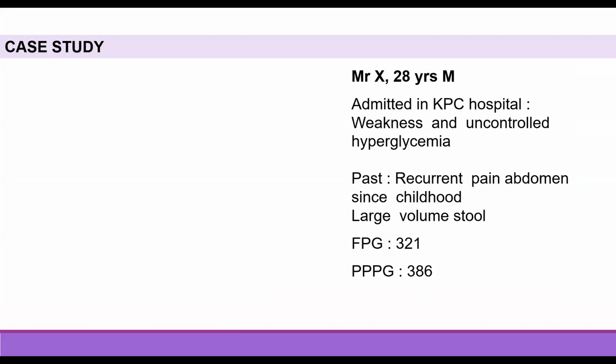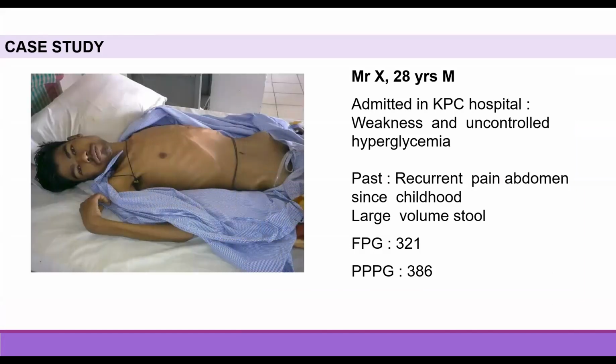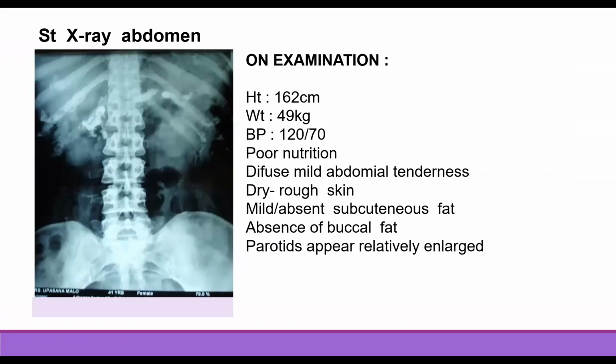A 28-year-old male was admitted in our hospital with weakness and uncontrolled hyperglycemia. He actually had recurrent abdominal pain since childhood, large volume stools, and very high fasting and PP glucose, 321, 386. You can see the patient is quite malnourished, and you can see the very high blood glucose level. We did a radiological evaluation on strong suspicion, and we found there is pancreatic calcification from this side to that side.